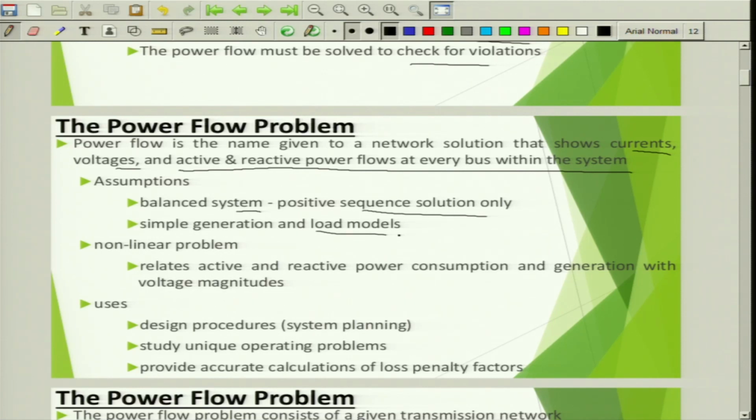So it's a non-linear problem. It relates active and reactive power consumption and generation with voltage magnitudes. It uses design procedures, studies unique operating problems and provides accurate calculations of loss penalty factors.